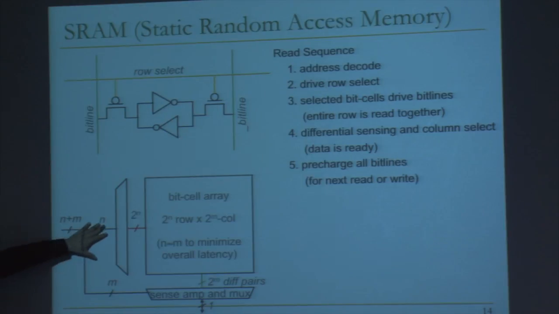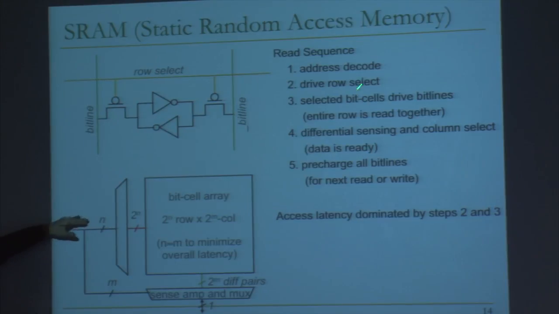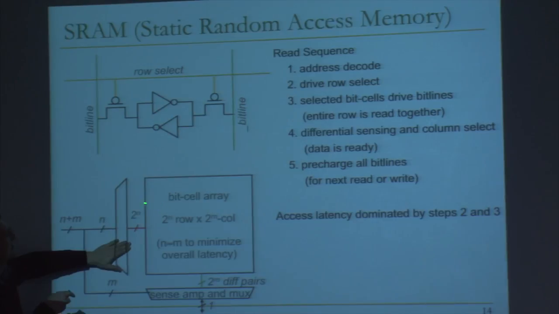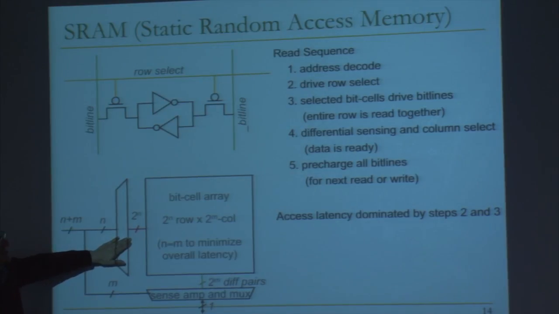So let's take a look at what the access latency is dominated by. To be able to do this access, you need to drive the row select signal over here. Well, address decode, obviously, is also on the critical path. But if your array is large enough, access latency is dominated by how fast you can drive the row select signal and how fast you can drive the bit lines. Row select signal is also called a word line, if you will. I don't have it over here. But how fast you can drive the word line and how fast you can drive the bit lines.